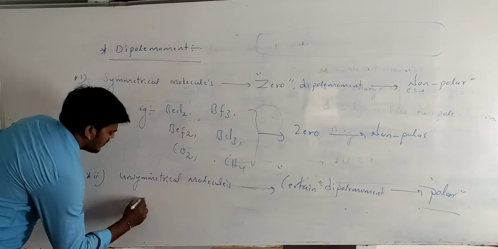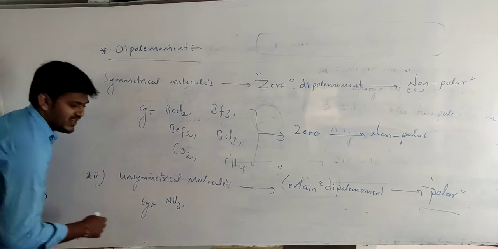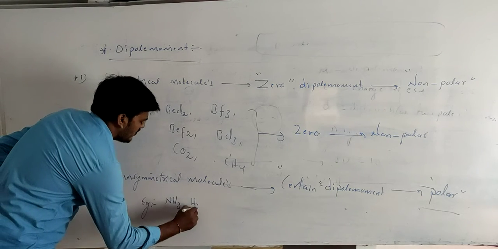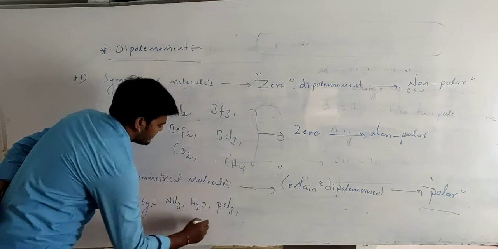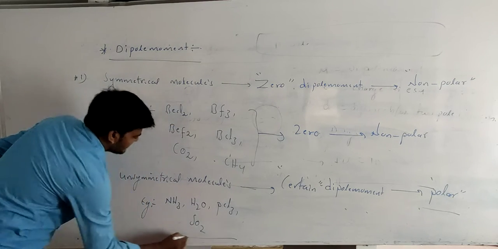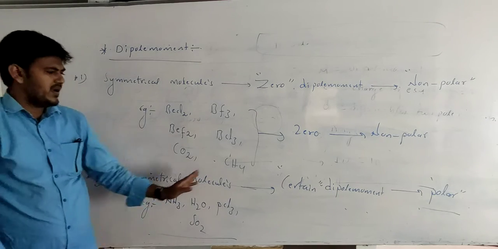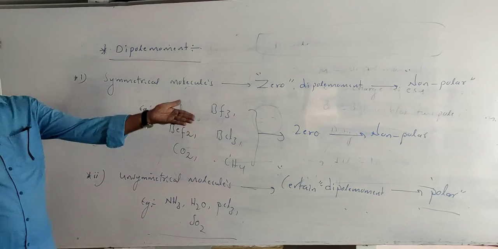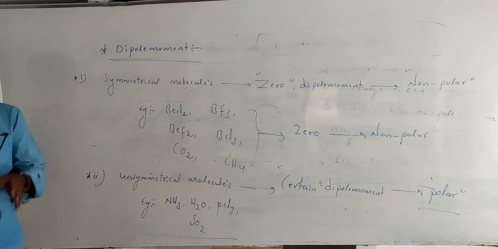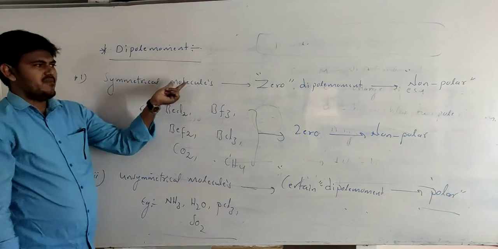Best examples of unsymmetrical molecules: ammonia NH3, water H2O, phosphorus trichloride PCl3, sulfur dioxide, etc. So these are unsymmetrical molecules, which have a certain dipole moment, so they are polar molecules. So very important points. First one, symmetrical molecules have zero dipole moment.